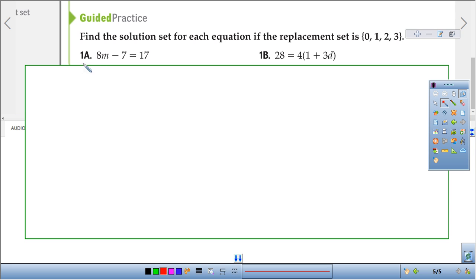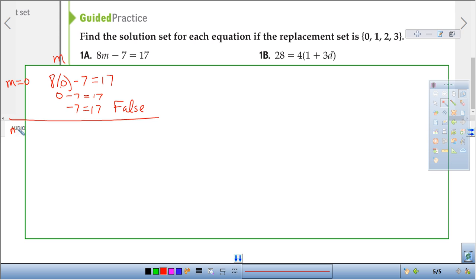Okay, so let's look at that one real quick. In regards to this one, these are your replacement sets. Plug it in there. See which one works. Let's just try it from the very beginning. M is no longer M. We're going to put a 0 there. 8 times 0 is 0, minus 7. Is that equal to 17? Is a negative 7 equal to a 17? False.